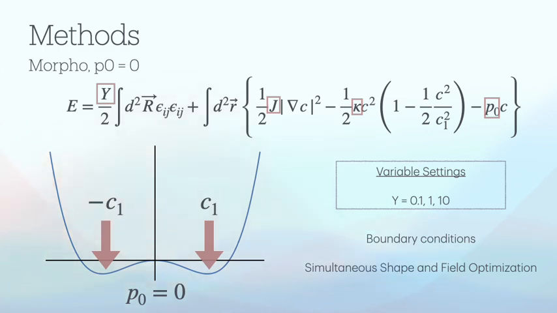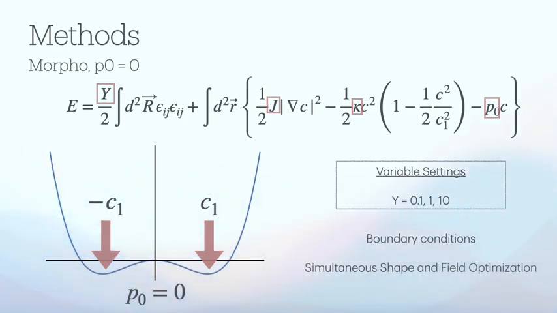Finally, P naught is a swelling pressure, which limits the extent to which the local solvent concentration is able to expand and compress within the gel. By imposing specific boundary conditions and varying the Young's modulus between three values of 0.1, 1, and 10, we can get an idea of the concentration profiles under certain conditions.